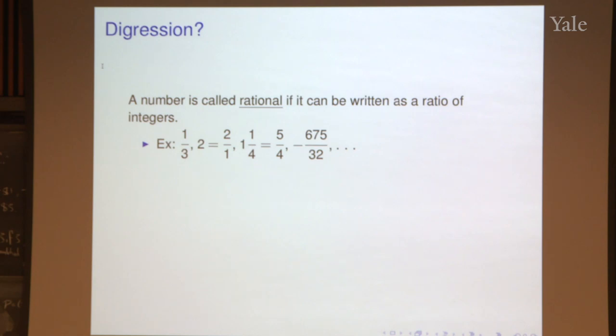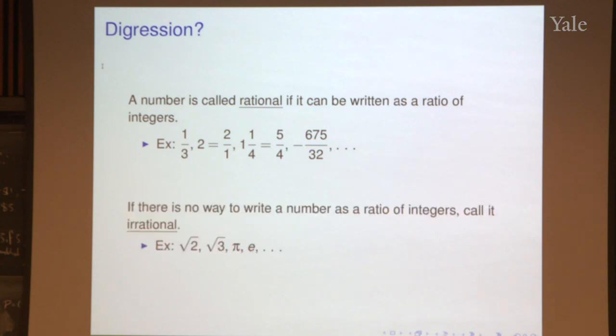A number is called rational if it can be written as a ratio of integers. So we have some examples here: 1/3, 2. It's not obviously written as a ratio of integers, but I can write it as 2 over 1. I can take negative numbers, that's fine. Anything that can be written in this way is called a rational number. If it's not possible to write a number as a ratio of integers, then we call it irrational. It's maybe even surprising that such numbers exist, but they do. I'm not going to prove that today, but if you're interested, you can talk to me about it after the lecture. Some familiar examples: square root of 2, pi, Euler's number e, if you're familiar with it. These are all irrational numbers.